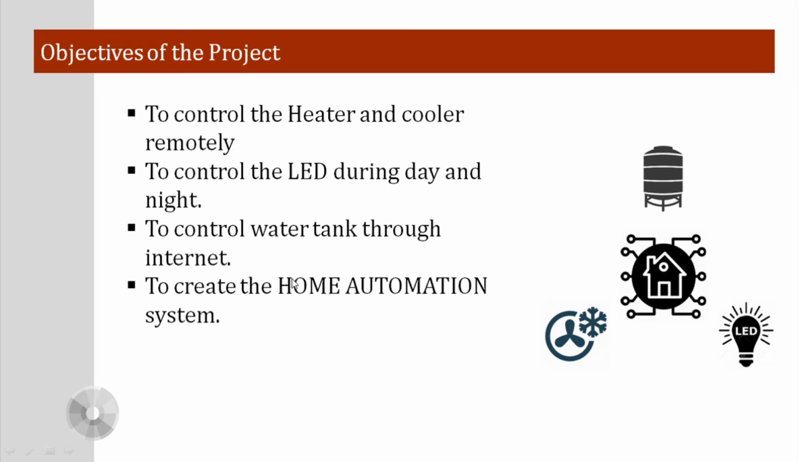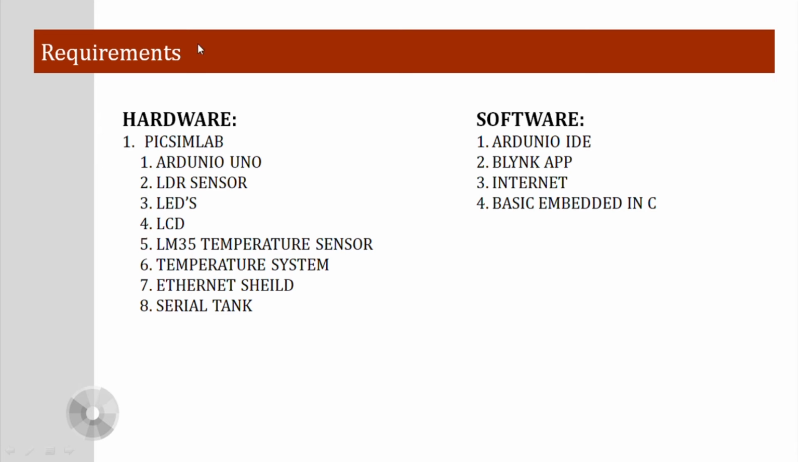Going to the next slide, these are the requirements to complete our project. First of all, we have two types of requirements: hardware requirements and software requirements. As we have done in simulation, the software requirements are required. The software requirements are Arduino IDE, Blynk app, internet, and basic embedded C language.